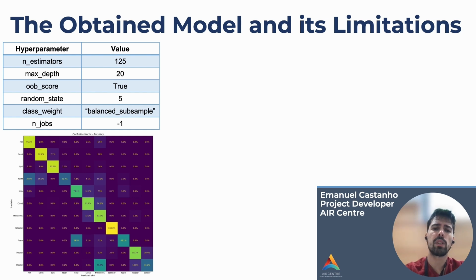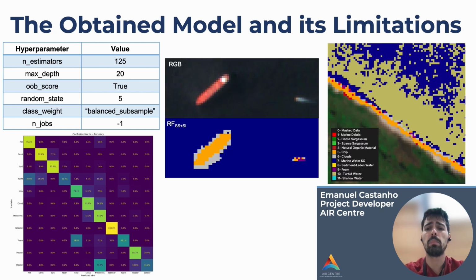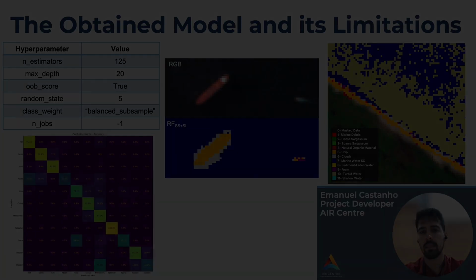The confusion matrix shows how many predictions are correct and incorrect per class. It helps in understanding the classes that are being confused by the model as other classes. See, for example, natural organic material and marine debris, but also ship and foam. These limitations can be reduced with other machine learning algorithms, with more useful data or applying masks.